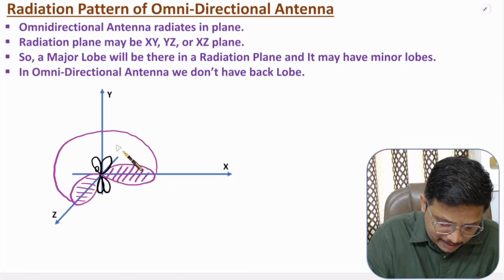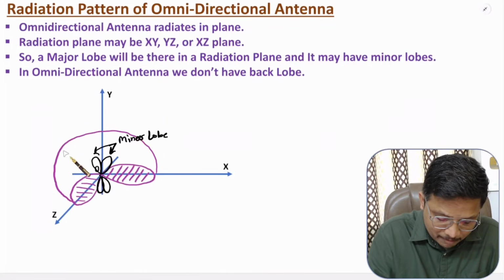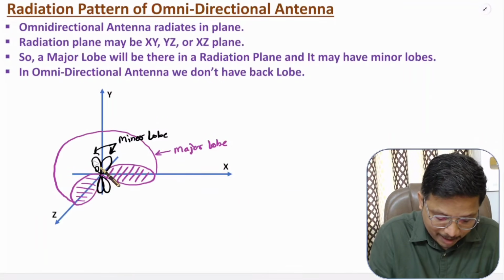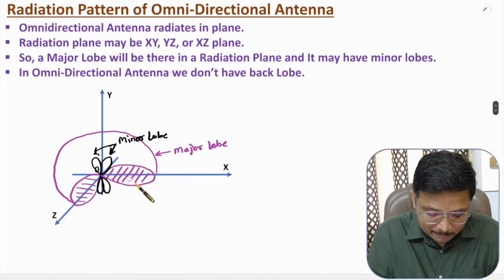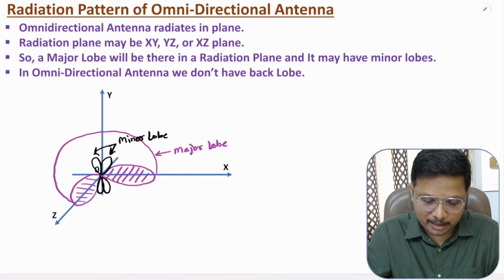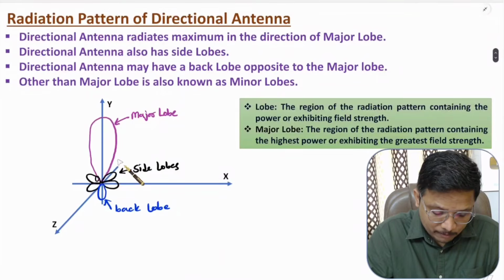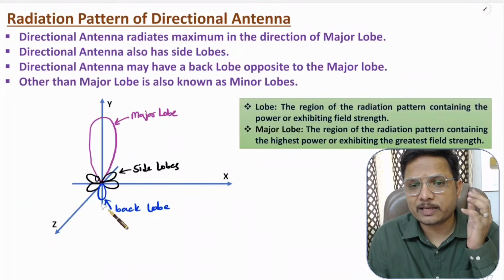So here there are a few basic things that you need to understand. What is a lobe and how the definitions are there, right? See, minor lobe is other than the major lobe. So here we have the major lobe, right? And the major lobe is having maximum power. So other than the major lobe, we have minor lobes, right? And in omnidirectional antenna, the major lobe is there in a plane. That's why we don't have any back lobe over here. While in directional antenna, you will be observing all categories of lobes. This is the major lobe and we have side lobes even, and back lobe that is opposite to the major lobe, right? So that is how basic definitions are there.